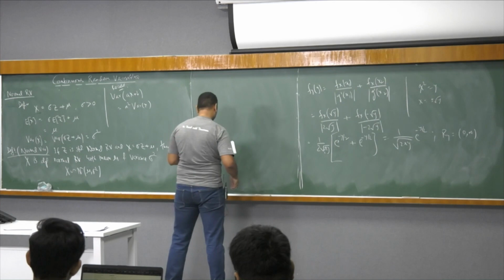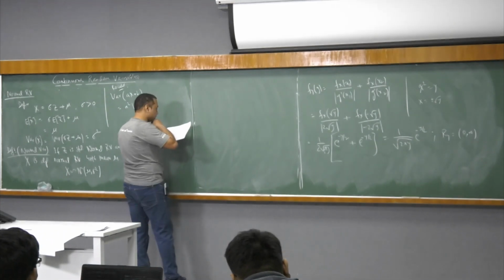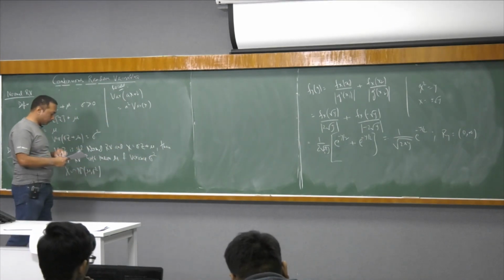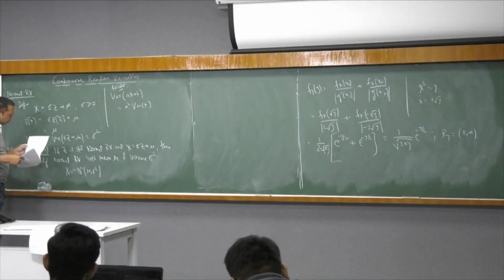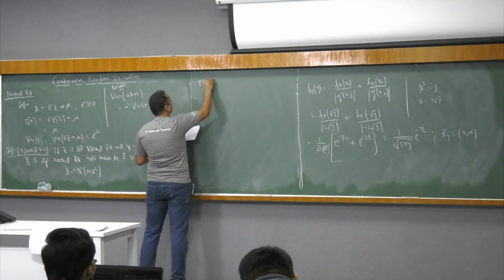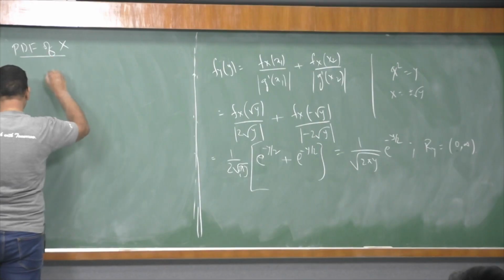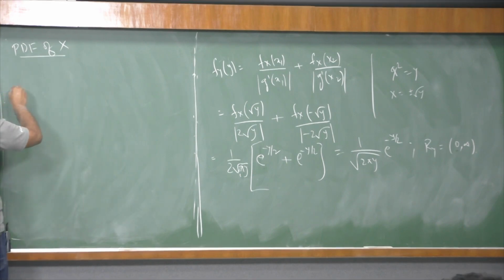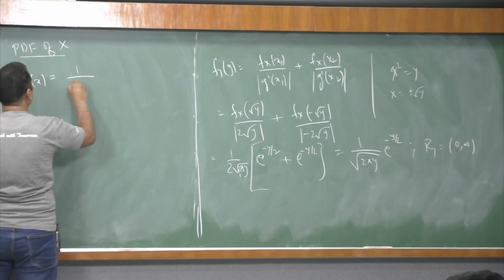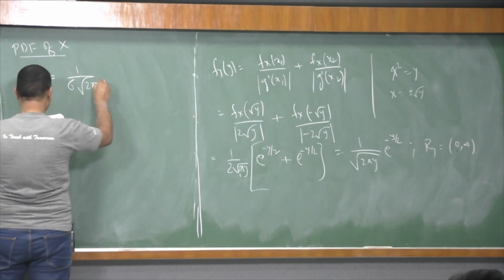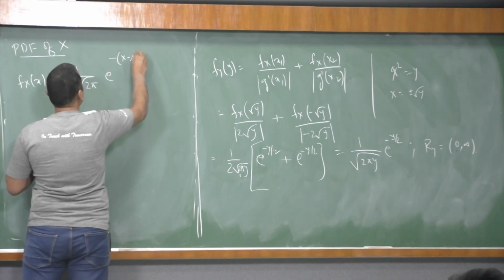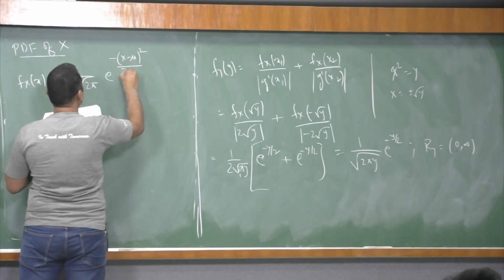So I can write down the PDF directly. Let us write down the PDF. So PDF of x is given by f_X(x) is 1 by sigma square root of 2 pi, e to the minus (x minus mu) whole squared by 2 sigma squared.